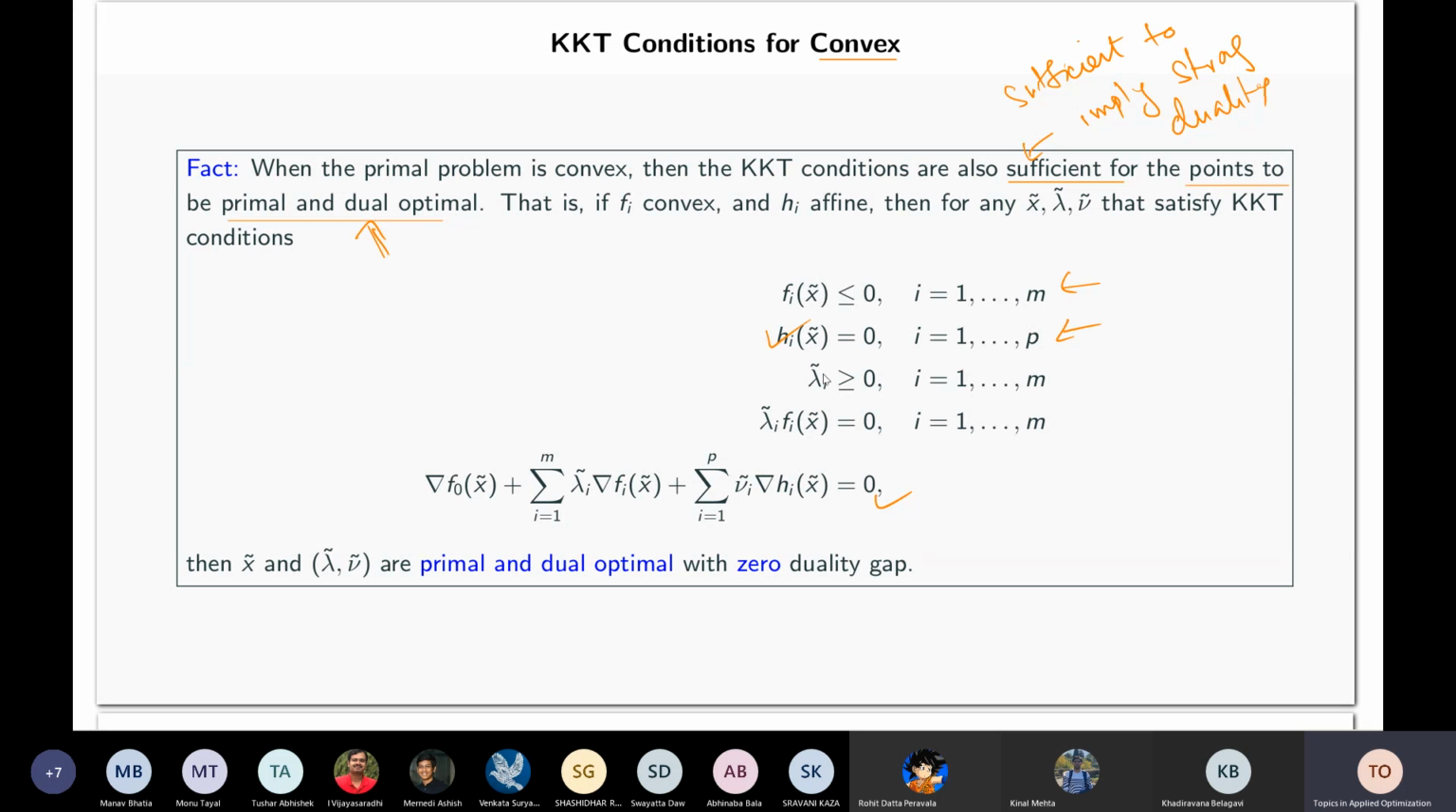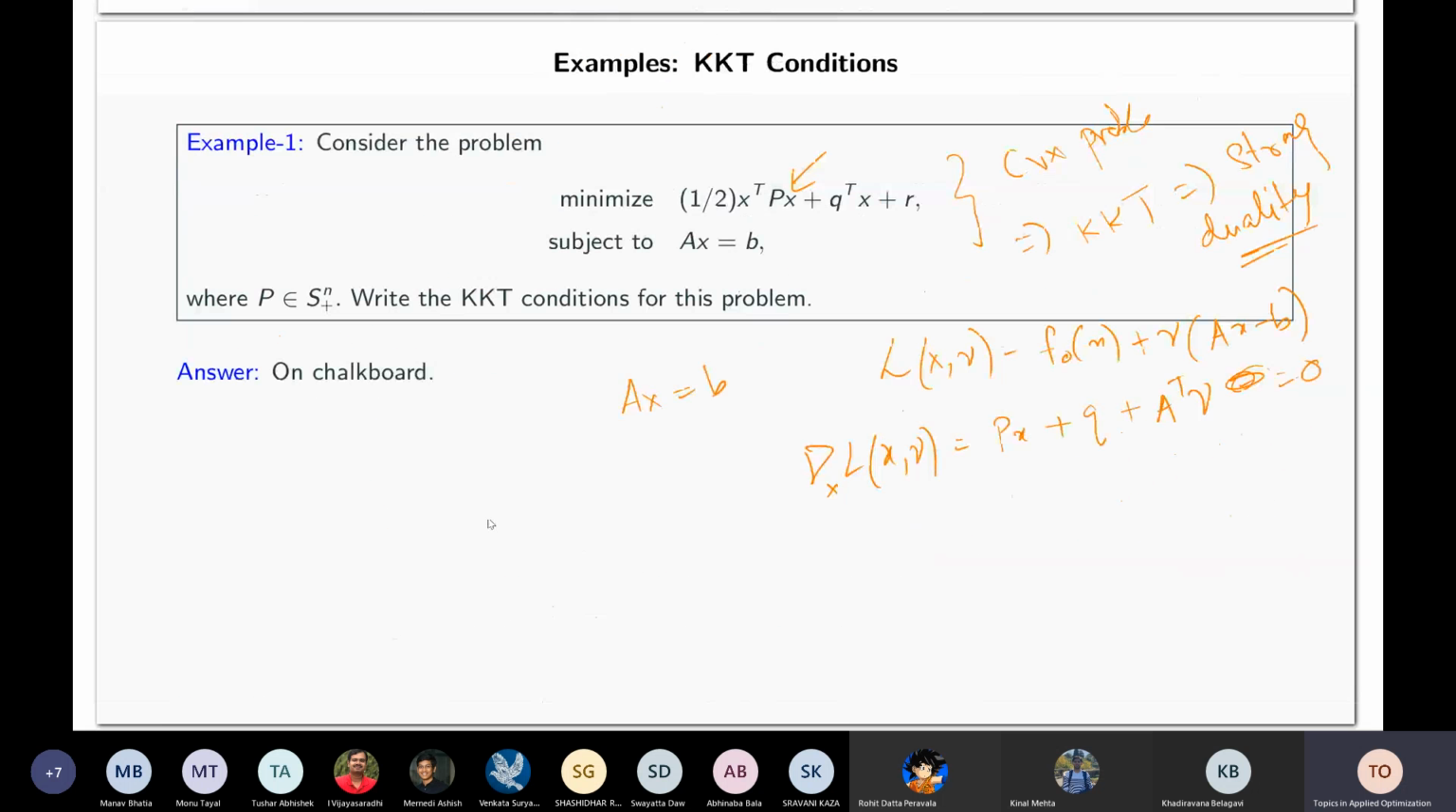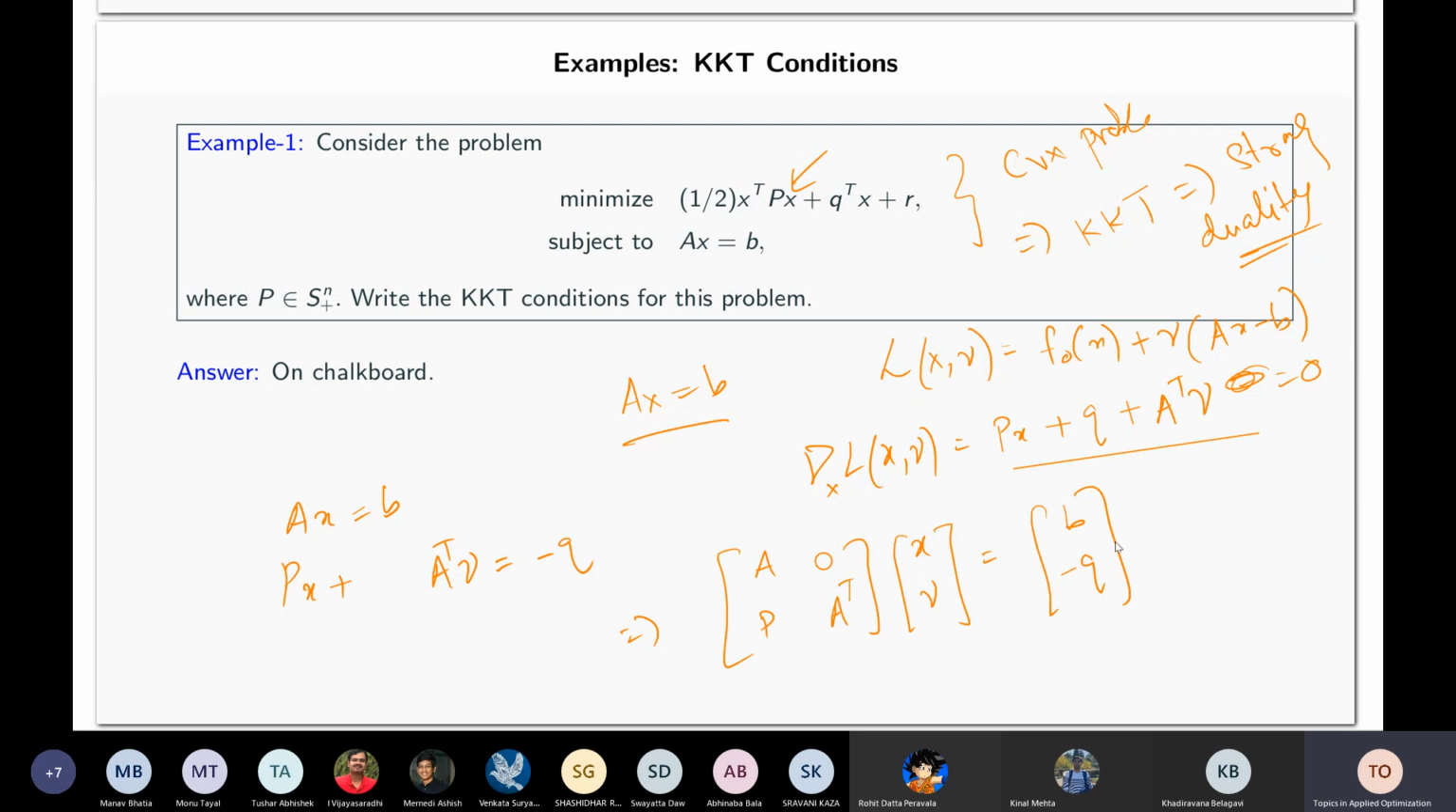So what do we have? We have this simultaneous set of equations: Ax equals b, and Px plus q plus A transpose nu equals 0. Now I can move this q to the other side, and write this in matrix form. So here I can write the matrix [P, A transpose; A, 0] times [x; nu] equals [-q; b]. So this boils down to Ax equals b and Px plus A transpose nu equals minus q. So this is a linear system to solve.